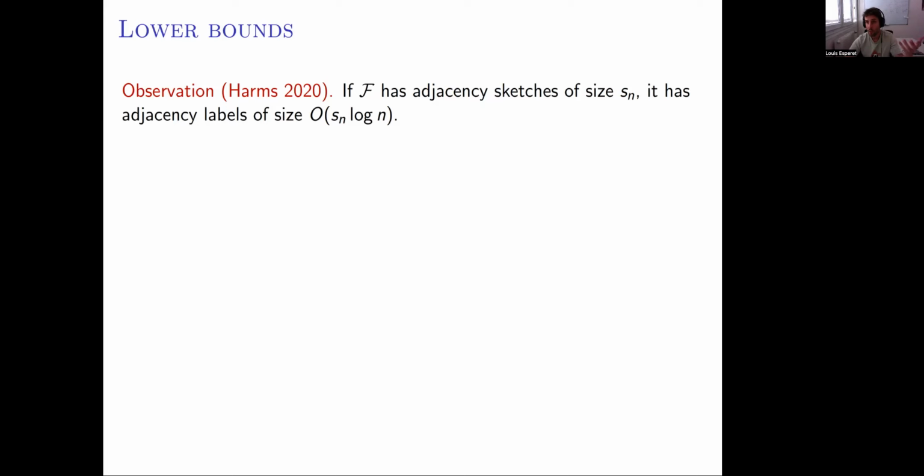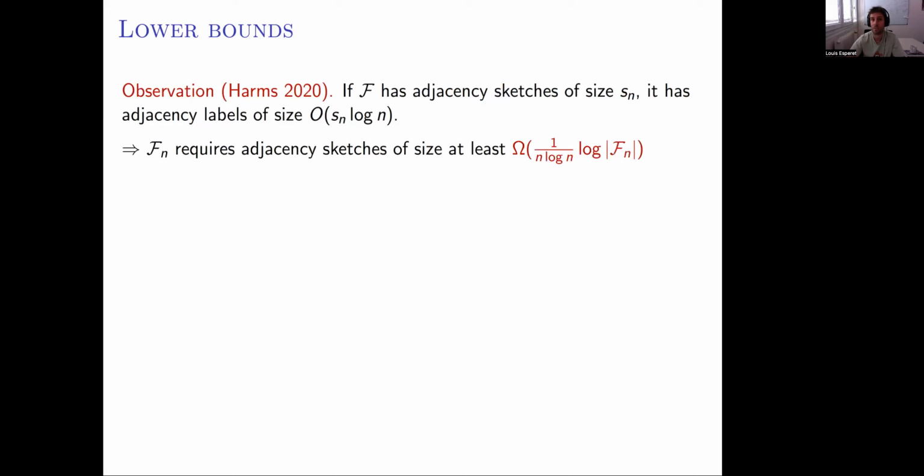So the lower bound that we had for adjacency labels still holds for adjacency sketches, but there's a small logarithmic loss. So any class needs adjacency sketches that have at least 1 over n log n times log of the number of graphs in Fn. All right, so this is still a counting lower bound.